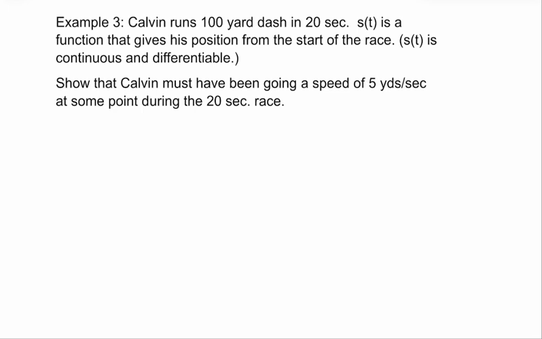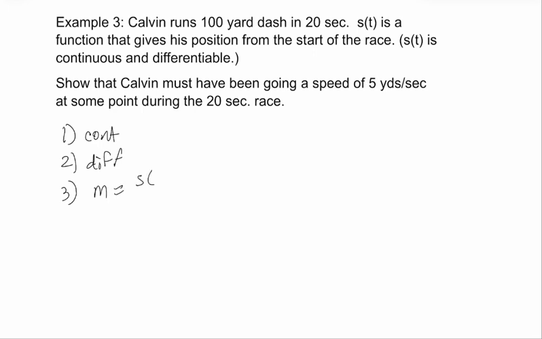It says Calvin runs a 100-yard dash in 20 seconds. S of t is a function that gives his position from the start of the race. S of t is continuous and differentiable. Show that Calvin must have been going a speed of 5 yards per second at some point during the 20-second race. Well, 1, it's continuous. 2, it's differentiable. So the third step is, what is the slope between the start of the race and the end of the race, the 20-second race?